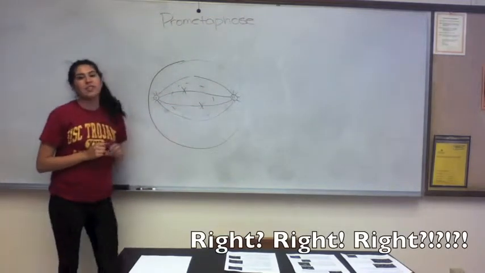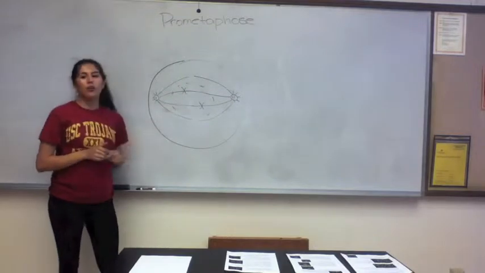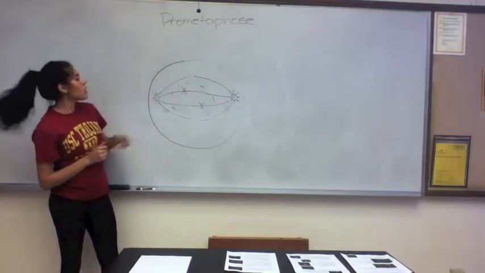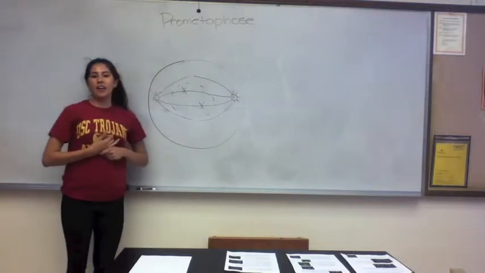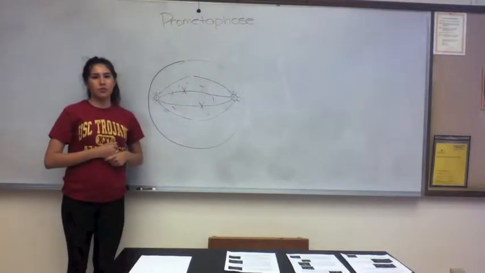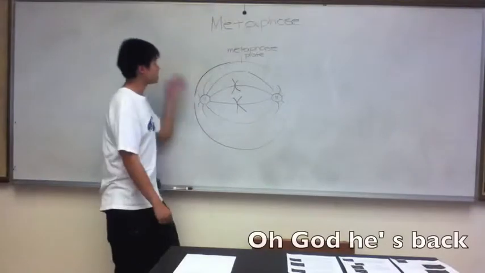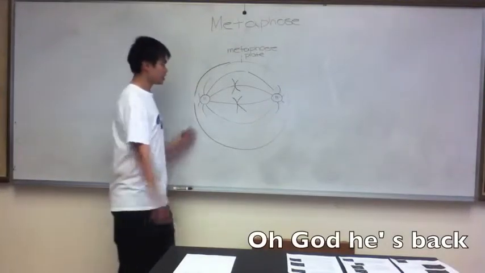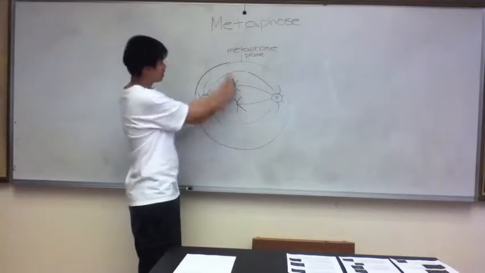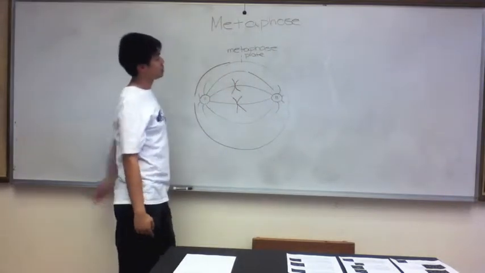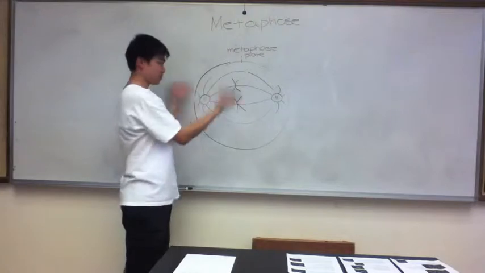The microtubules that attach to the kinetochore are known as kinetochore microtubules, while the other microtubules that don't attach stay and are called non-kinetochore microtubules. So this is the metaphase. Here, the chromosomes line up in the middle, in a vertical line called the metaphase plate, and they wait to be pulled apart.